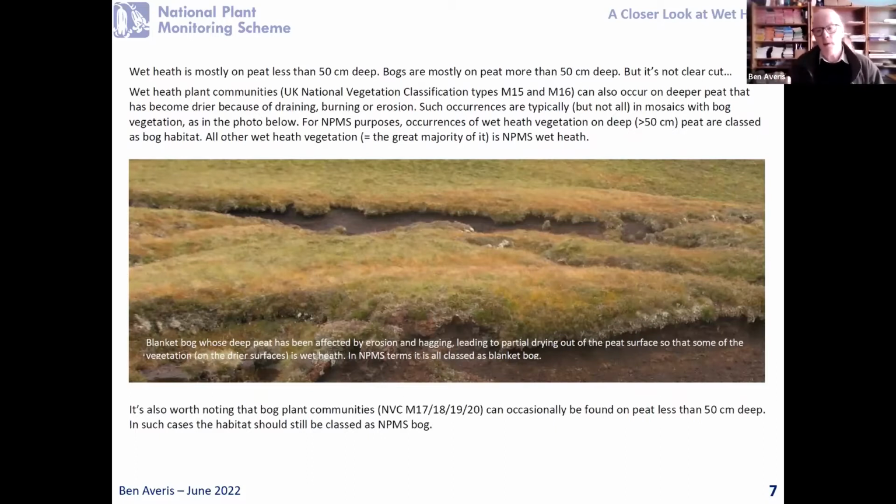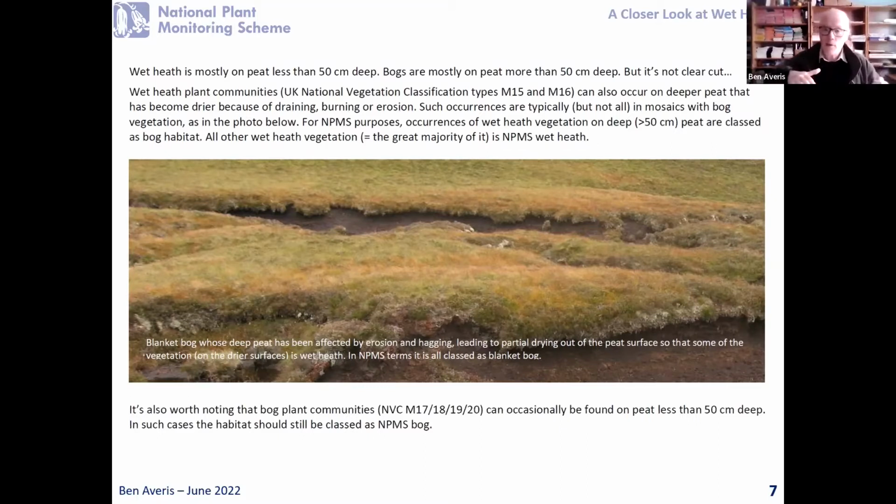But there's also a thing about peat depth, in that bogs are written about as generally being on peat more than 50 centimeters deep. But we can actually find bog vegetation with a whole load of hare's tail cotton grass or those particular sphagnum mosses on a shallower peat, and then we would still call it bog because it's the right kind of vegetation. However, if you get wet heath vegetation, so you're lacking those hare's tail cotton grass and particular sphagnum species, then it's wet heath vegetation.